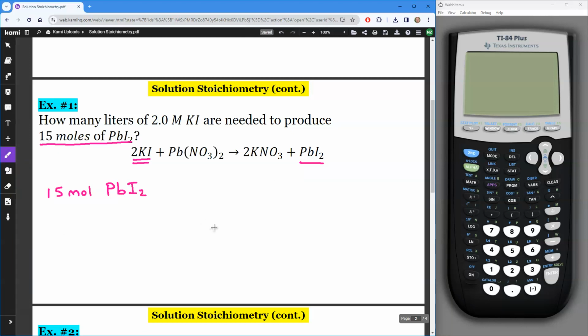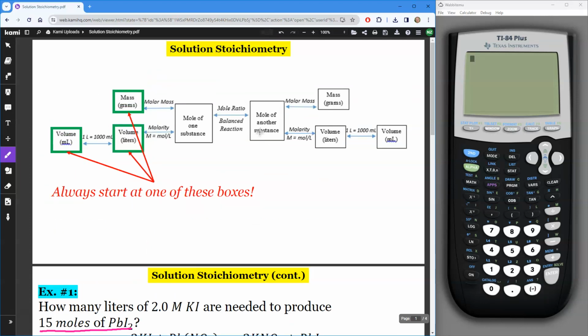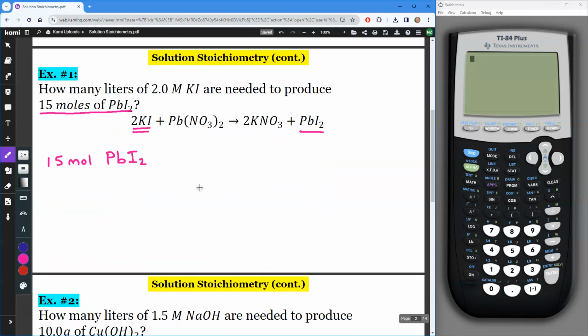Let's go back up to our flow chart. We're going from moles to liters. So we're starting with moles of one thing, we're going to go to moles of something else, and then we're going to liters, so we're going to need one more jump here. That jump requires that we use the molarity equation. I'll show you what that looks like in just a second. So let's continue writing this out. We're going to need 2 steps.